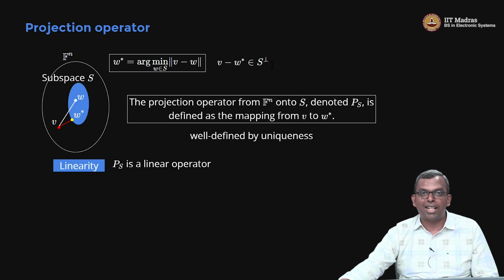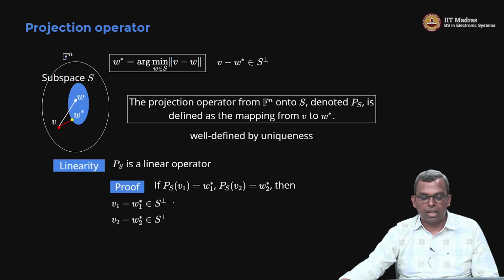Again, the orthogonality condition is very, very critical. We'll prove this linearity. It's very easy to see. Supposing PS of V1 is W1 star and PS of V2 is W2 star, there are V1 and V2 that satisfy this condition. Then what do I know? V1 minus W1 star is in S perp. V2 minus W2 star is also in S perp.